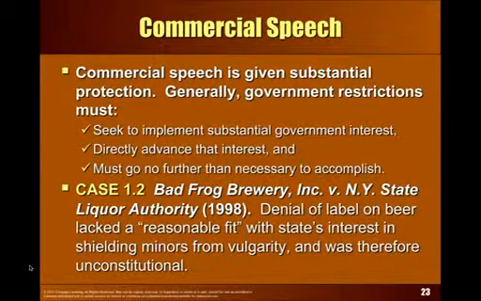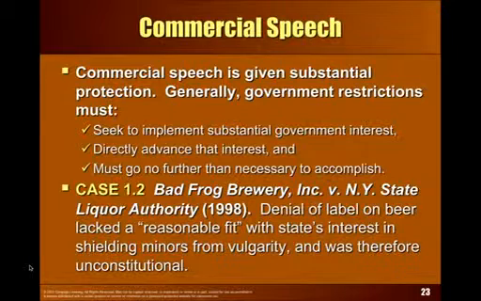So here's an example, case 1.2, Bad Frog Brewery, which actually was a Michigan beer. They were doing well. Their claim to fame was a frog on the label who had its middle finger up, and it was bad, and so everybody wanted it. So they were moving to New York, and the New York State Liquor Authority said, oh, no, we don't want your Bad Frog here. We've got kids here. We don't want our kids seeing no frog with a middle finger. Now, aside from the fact that frogs don't have fingers, and kids, why are kids in bars looking at beer?